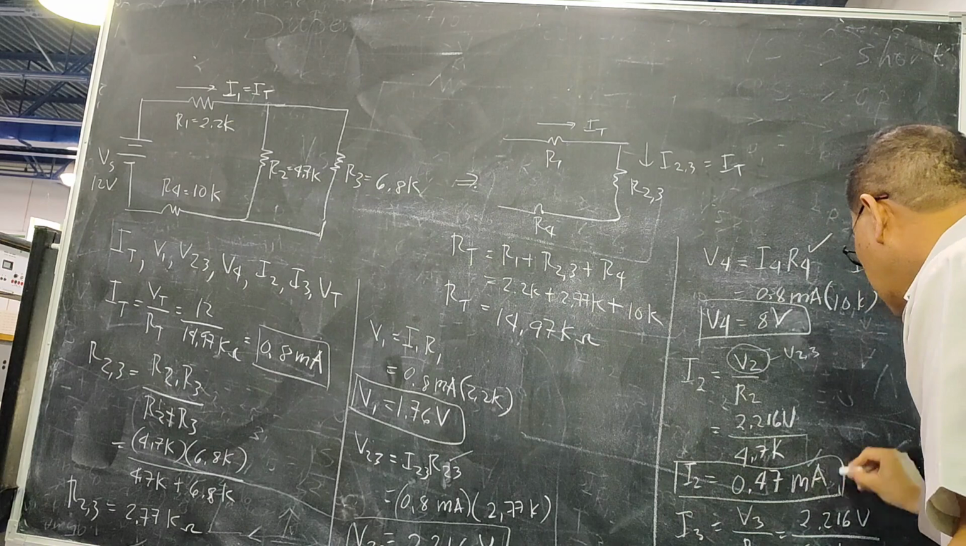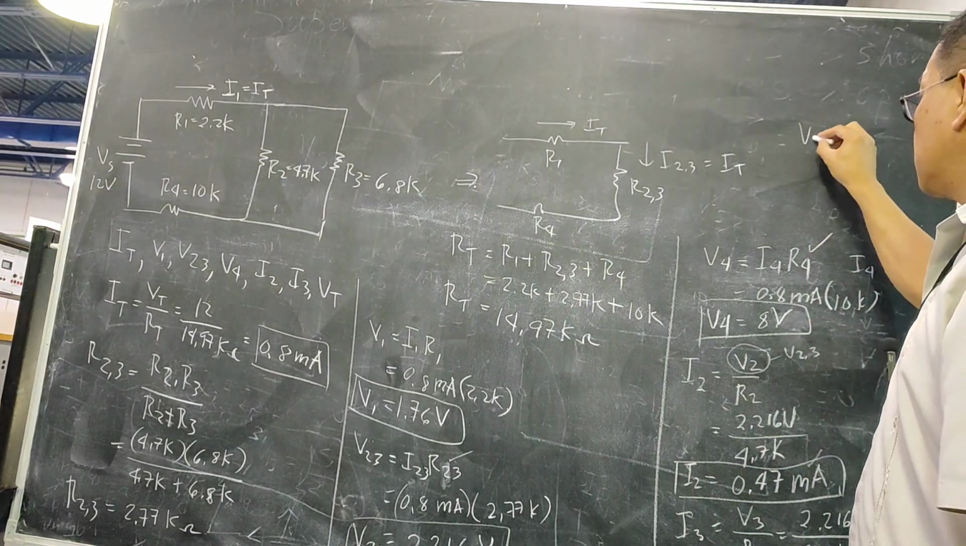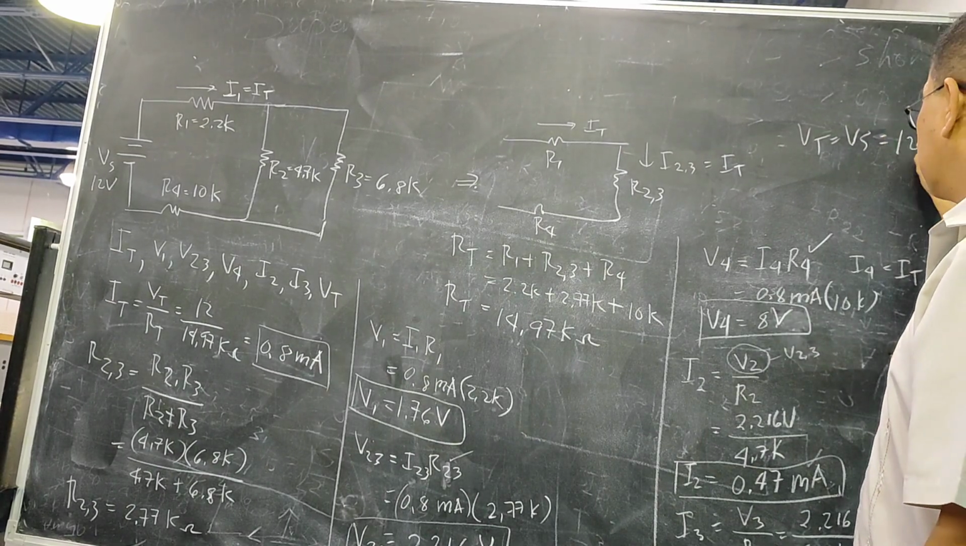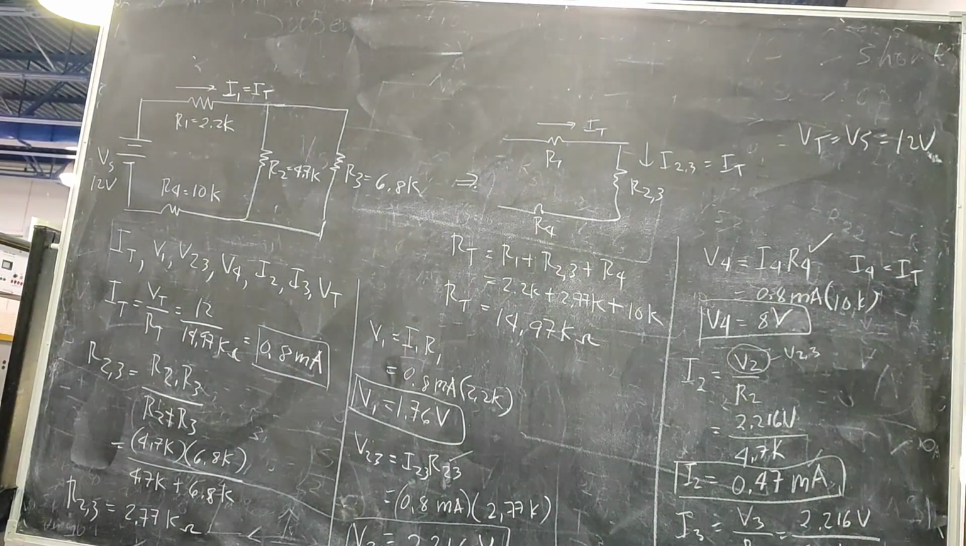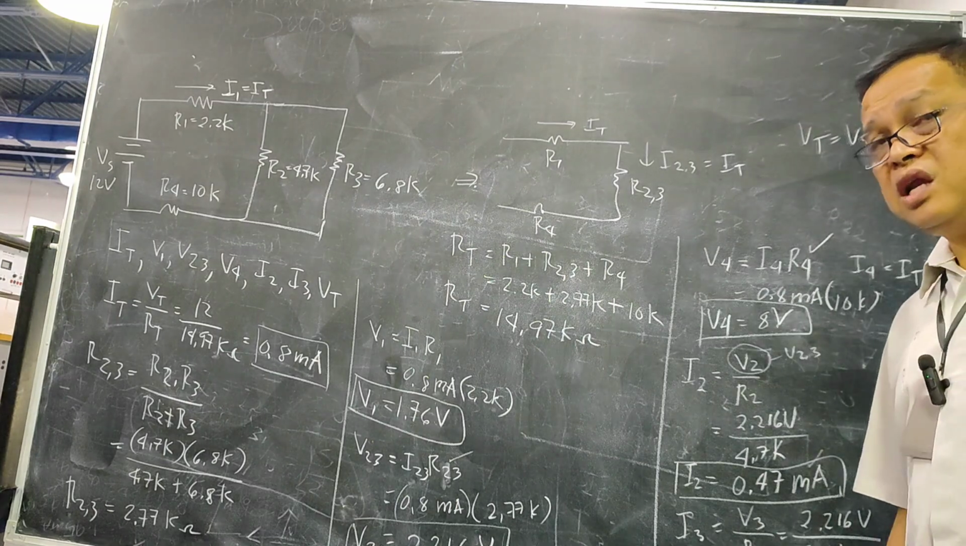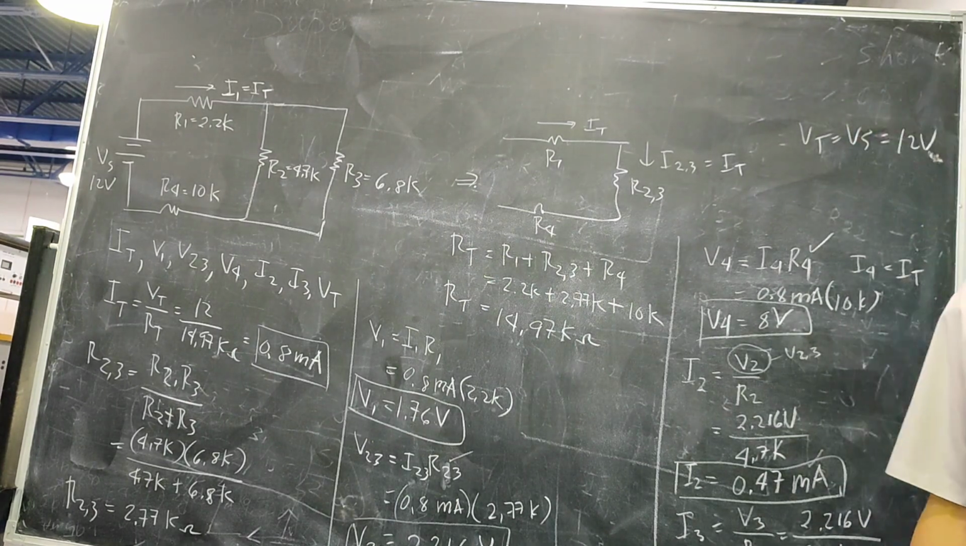And he has the last one, V total. V total is simple. V total is equal to V source. This is equal to 12 volts. As simple as that. We did it. Any question? No, it's clear. Now we have to move to lab 7.